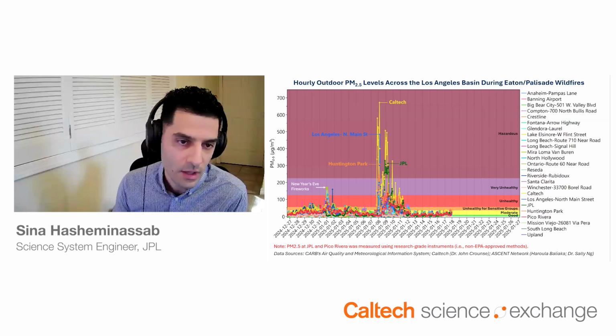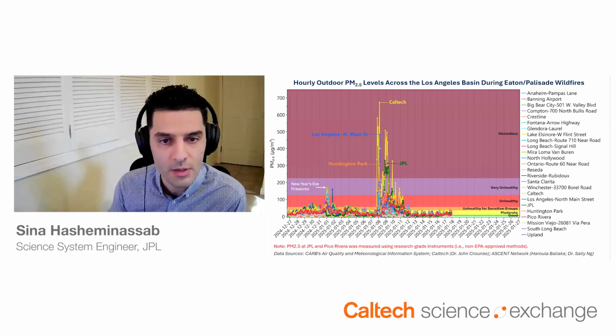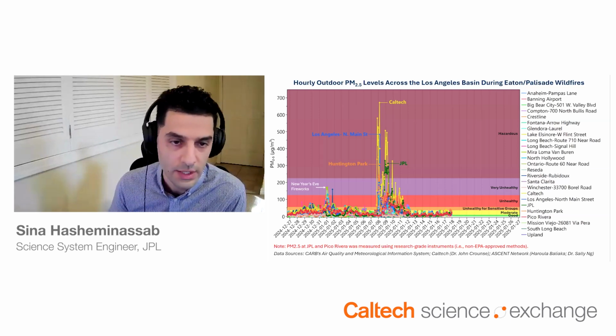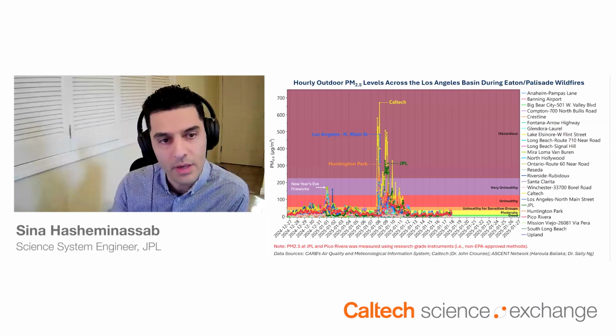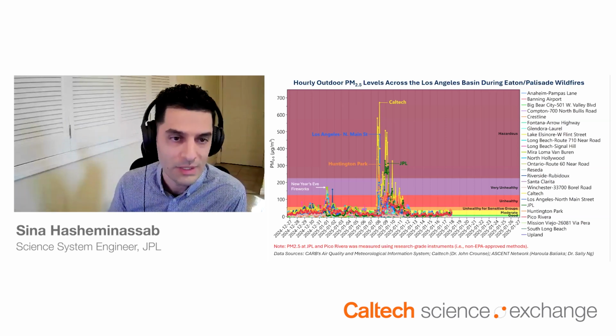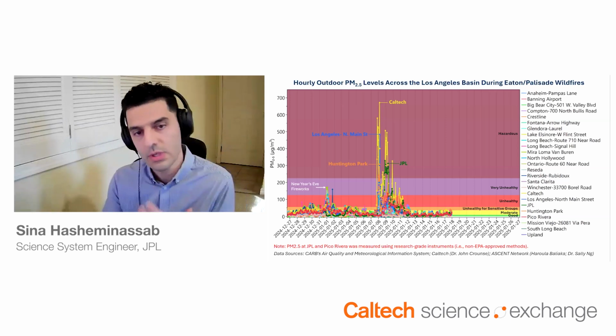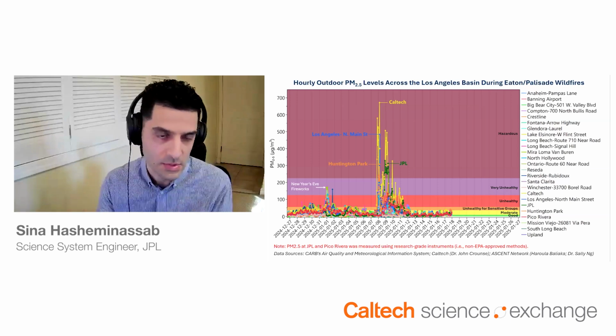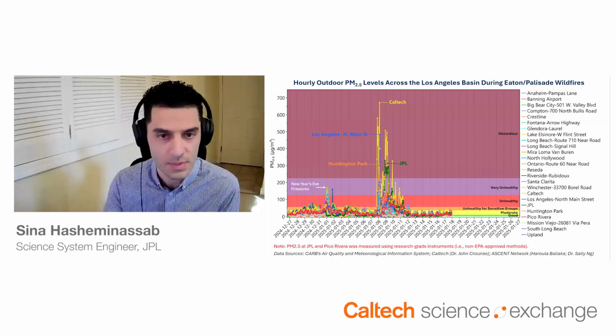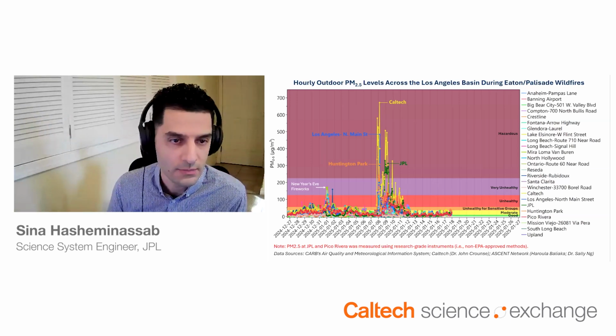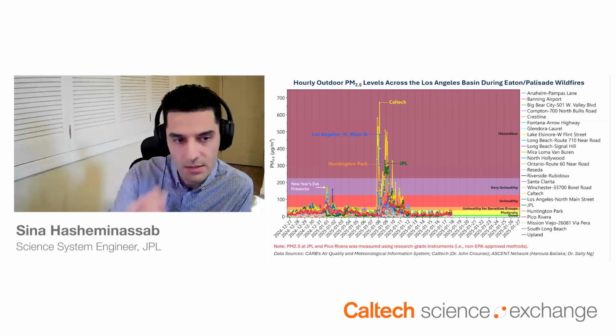Note that different line colors represent different air monitoring sites, which are shown on the right-hand side, while the background color shows different air quality index categories. And also keep in mind that there is no connection or association between these colors. They're just meant to show different sites and different air quality index categories.